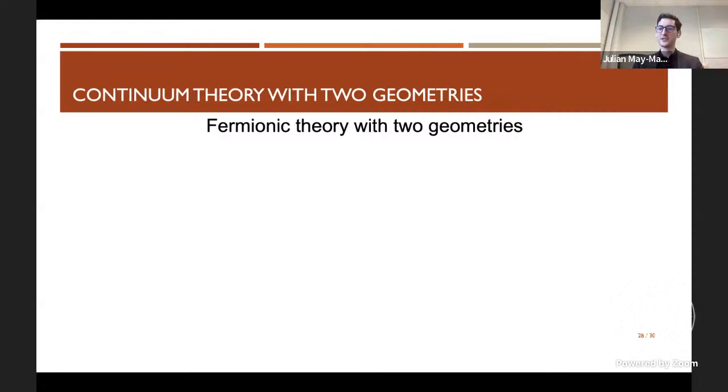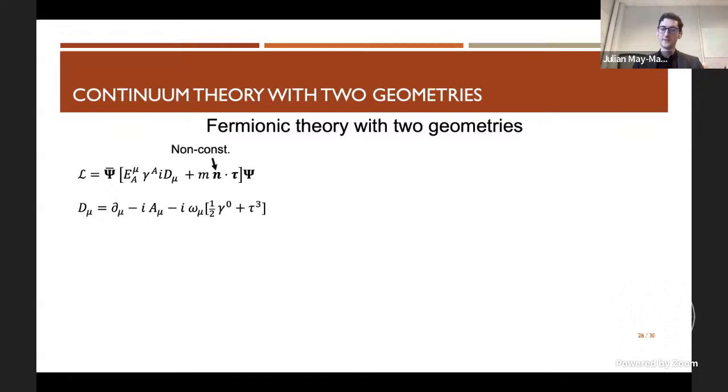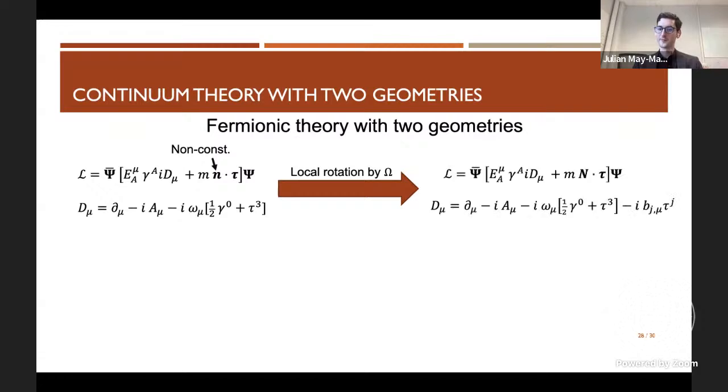Now, let's try to use intuition to better understand our fermionic theory. So we can start off with our normal fermionic theory defined in curved space with a non-constant vector n. We can rotate our entire theory by big omega, the same big omega we defined before. This leads us to a new theory, which has a constant vector big N, but we can see now that our covariant derivative involves our physical geometry omega. We've also now found a new term B arising from the effective geometry as well.